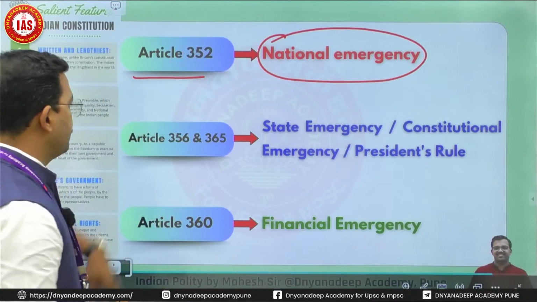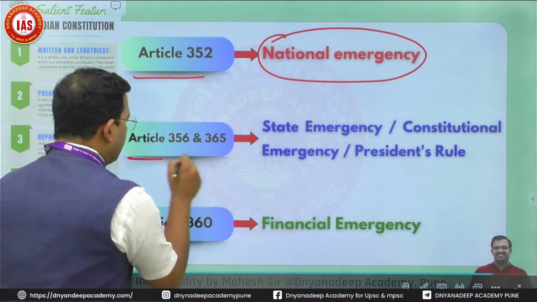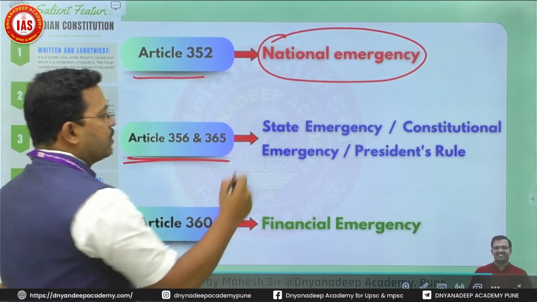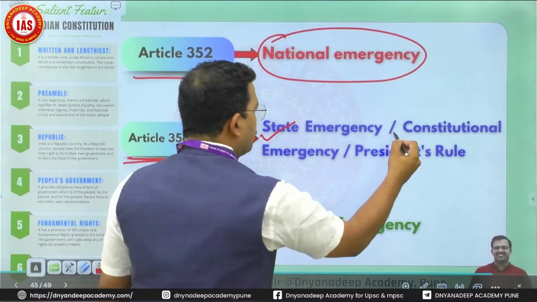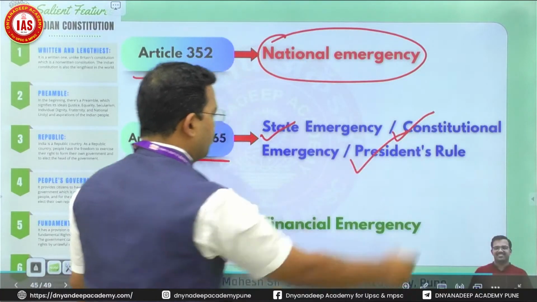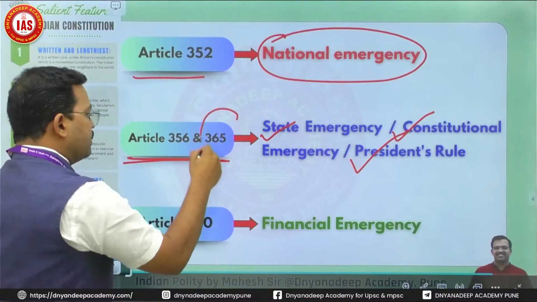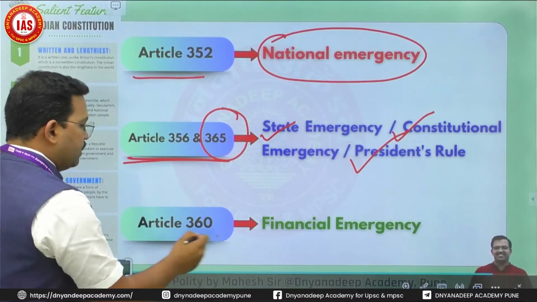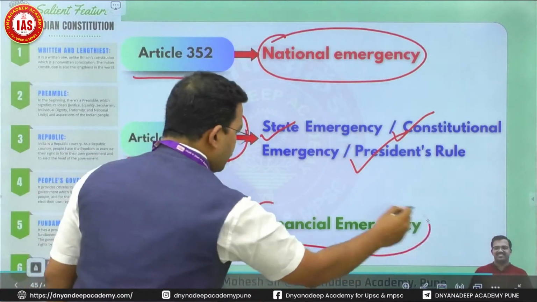It is commonly called national emergency. Then comes Article 356 and 365. It talks about state emergency, which is known as constitutional emergency or President's rule, for which another important article is 365, and another is Article 360 for financial emergency.